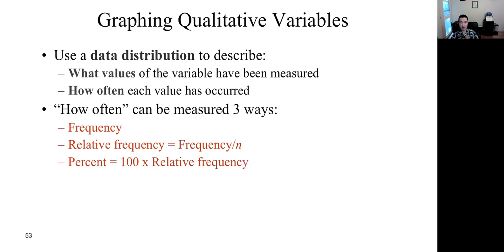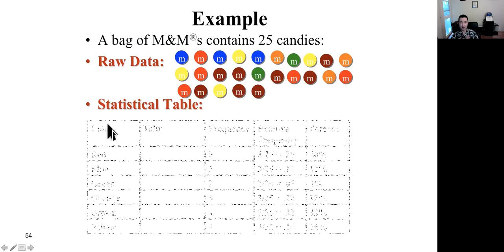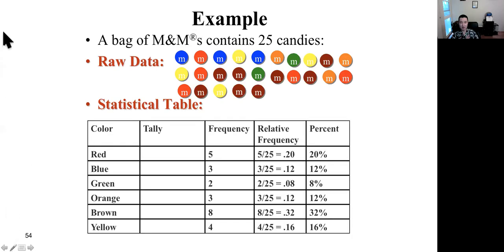Let's look at an example. Here we have a bag of M&M candies. They have different colors. The total number of candies is 25. We have blue, red, yellow, green, and brown. So we can make a table to summarize all these different candies depending on color. We can count the frequency. Again, frequency is how many times a certain category occurs. For red candy, we have 5.